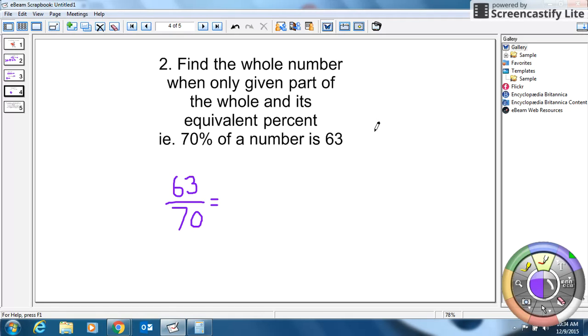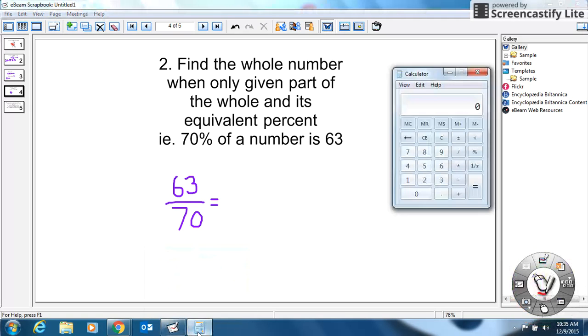What I said for the break was we're going to change these two numbers into a fraction. Whatever the percentage sign number is, that goes on the bottom as our denominator, and the 63 is left, so we put that as our numerator. So we're going to divide 63 by 70. 63 divided by 70 will give us 0.9.